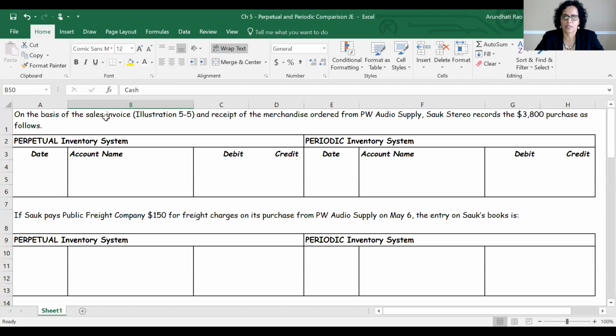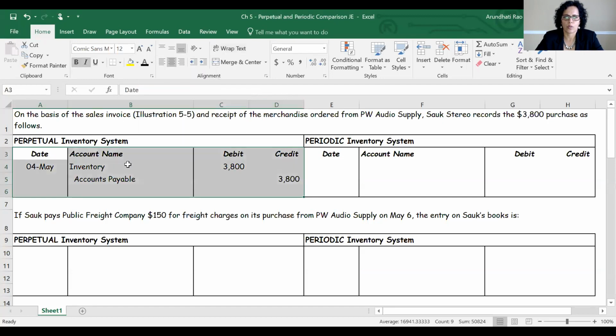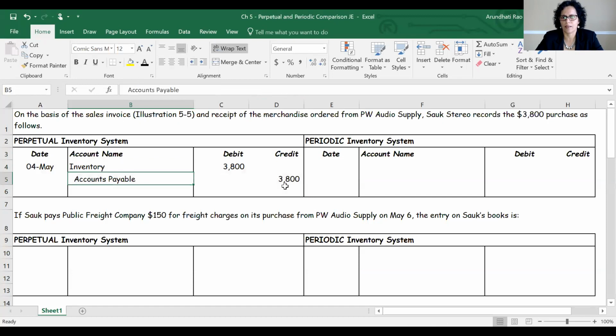So on the basis of the sales invoice, we had said that we had purchased, I'm doing the journal entries in the books of the buyer, $3,800 worth of merchandise. In the perpetual inventory system, my journal entry was inventory debit, accounts payable credit, $3,800. I will do either the perpetual inventory system or the periodic, not both. So I have to choose one of these two. So let's say I have chosen to use a periodic system instead of the perpetual. I will do a journal entry on this date.